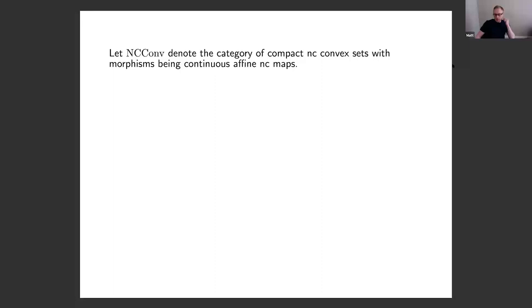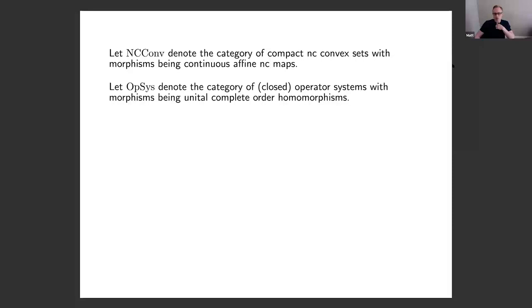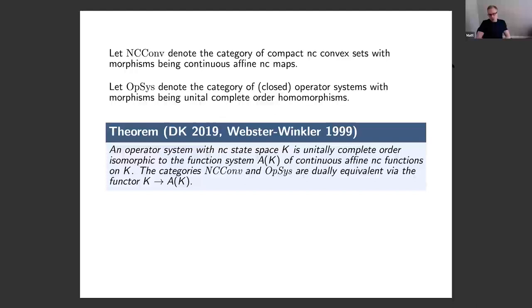So if you remember back in the commutative case, we had this equivalence of categories between compact convex sets and function systems. Well, we have the same thing in the non-commutative setting, where now we consider NC convex sets and operator systems. This was observed first by Webster and Winkler in 1999, where they considered the framework of matrix convex sets. And this is also true, of course, for NC convex sets, because if you're familiar with the theory of matrix convexity, the NC convex sets contain the information you would get by looking at the matrix state space of an operator system.